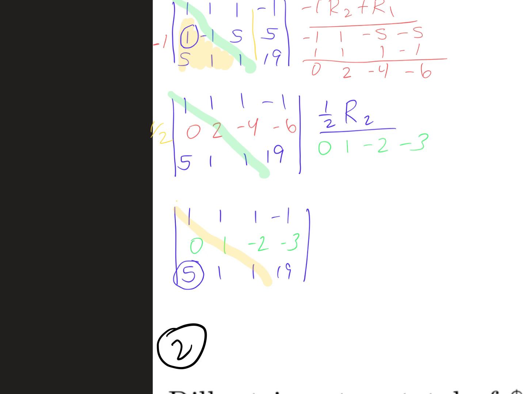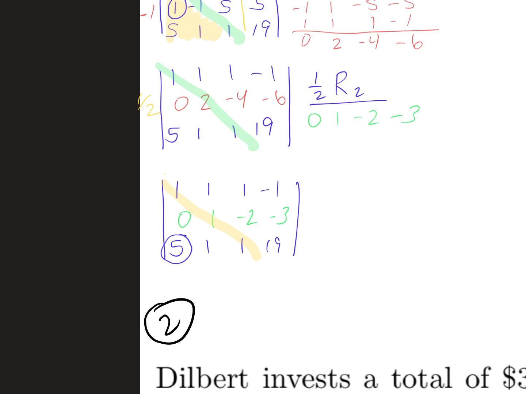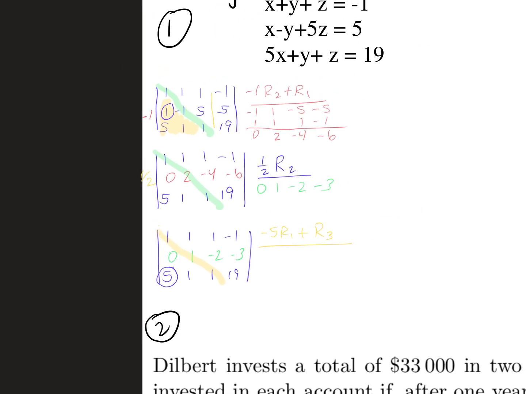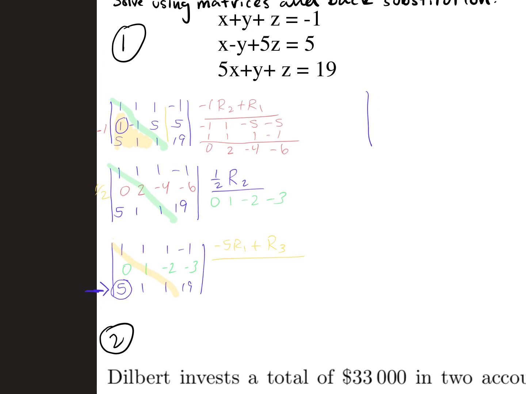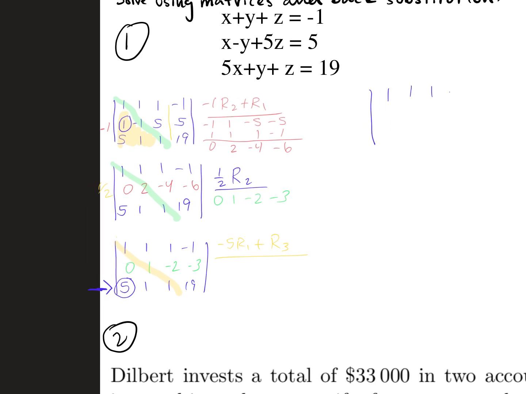But I want to get the 5 to cancel out. So what could I do? What could I multiply by and combine with to get my 5 to cancel out, become 0? Okay, so negative 5 times row 1 plus what row? Plus row 3. Okay, so this is the row that's changing, correct? So everything else is going to stay the same. I still have 1, 1, 1, negative 1. I still have 0, 1, negative 2, negative 3.